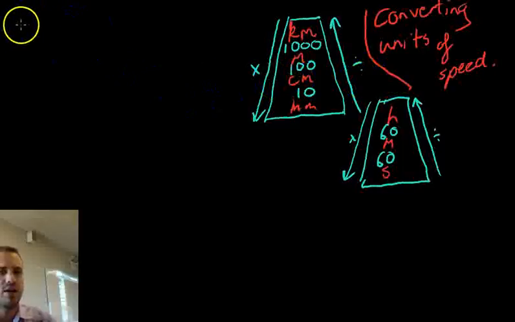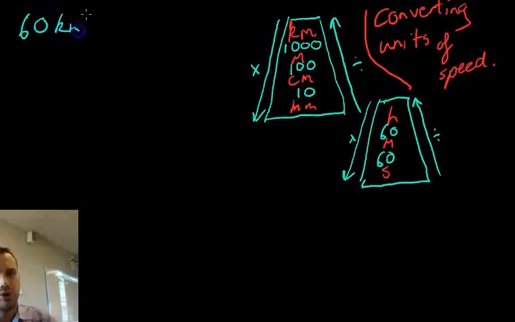So for instance, let's say you were trying to convert 60 kilometers per hour into a unit of speed, let's say meters per second. If we want to convert kilometers per hour into meters per second, how are we going to do it? It's a two-stage process. It's a little more complicated than going from just kilometers to meters or just hours to seconds. So we'll have to go through a bit of a process here.